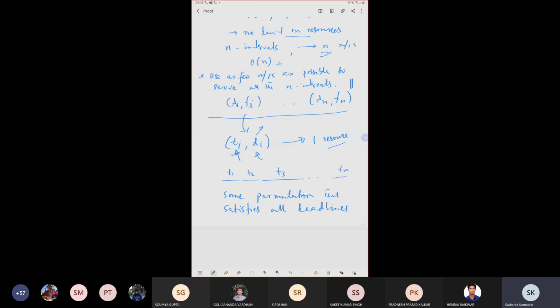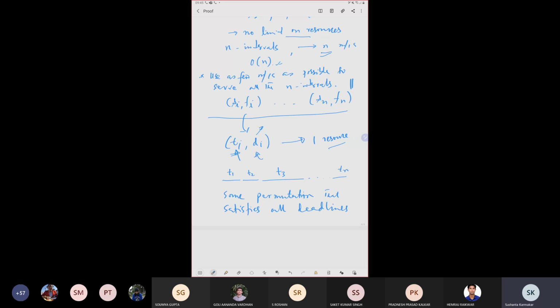Some permutation of the TIs, because I can pack them one after another, since with one resource I can start as soon as one is gone. I can schedule them in this way, or using some other permutation. That means I can accept everyone in that case. That's the goal. I shall try to use that permutation which satisfies all deadlines, and then I am done.